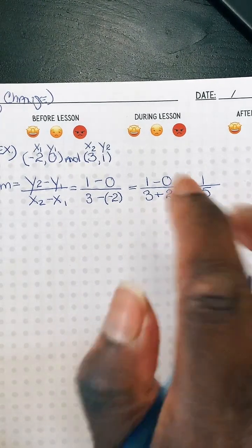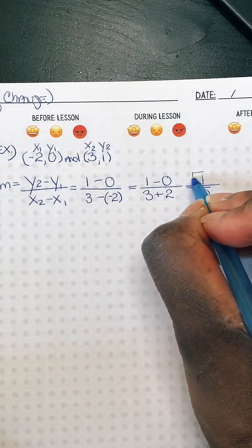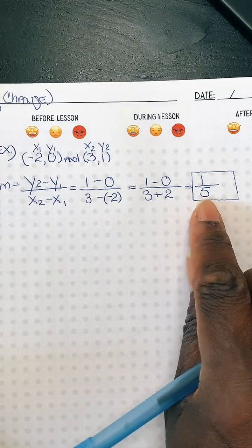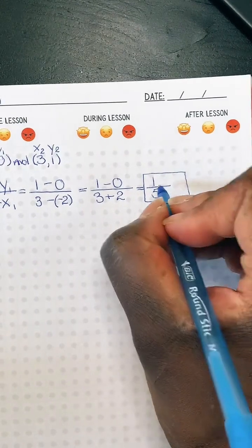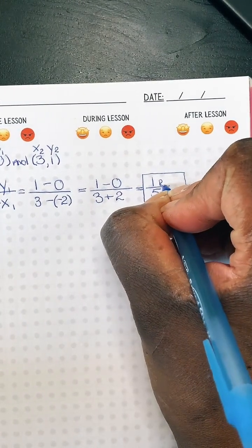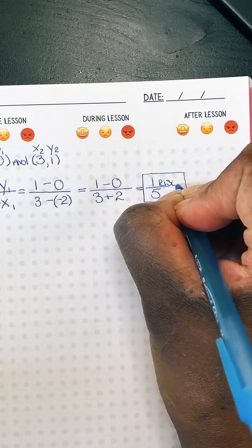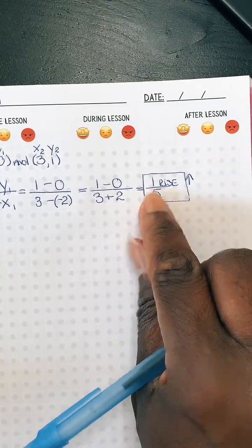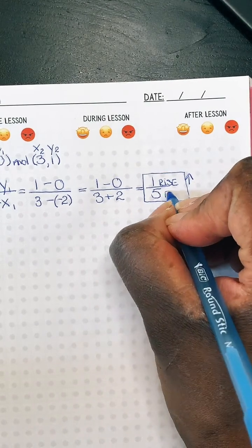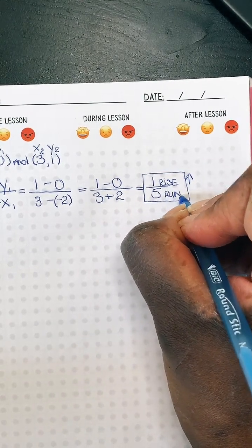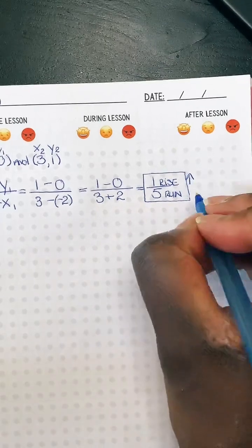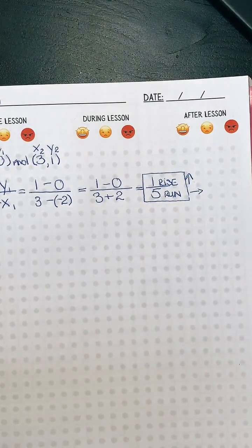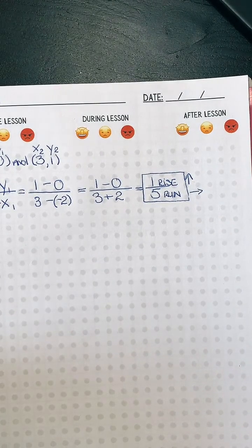All right. So this 1/5 right here, this is my slope. The 1 is my rise, so that means I'm going up 1 unit because it's positive. The 5, that's my run. And since it's a positive 5, that means I'm going to the right 5 units. So it's almost like you're giving directions.